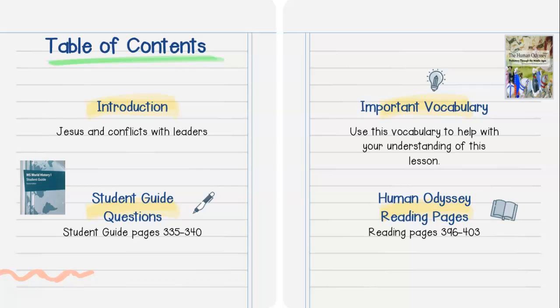Table of contents. Jesus and his conflict with his leaders. The student guide questions, student guide pages 335 to 340. There's quite a bit of reading today. You're going to use important vocabulary to help you with the understanding of the lesson. And then your Human Odyssey reading, pages 396 to 403. So as always, it's important to have those read to bring together the complete lesson and have a full understanding.